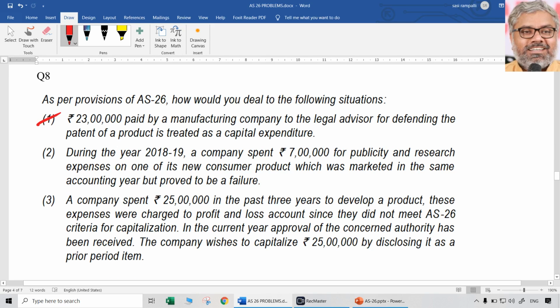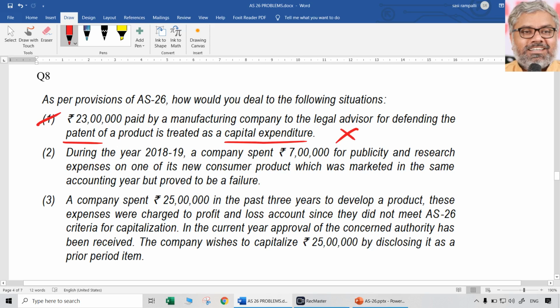Point number 1. 23 lakhs paid by a manufacturing company to the legal advisor for defending the patent of a product is treated as capital expenditure. For defending something, already we have a patent and somebody would have probably filed a suit against us and our legal advisor has charged 23 lakhs. Is that a capital expenditure? The answer is no, that is wrong, because it is not going to add any value. It is a further expenditure.